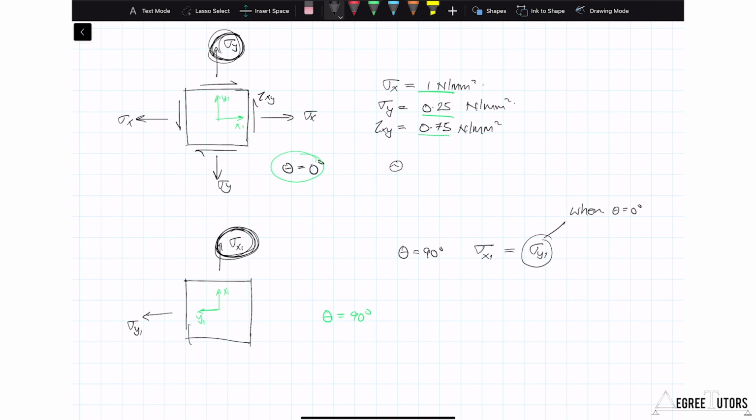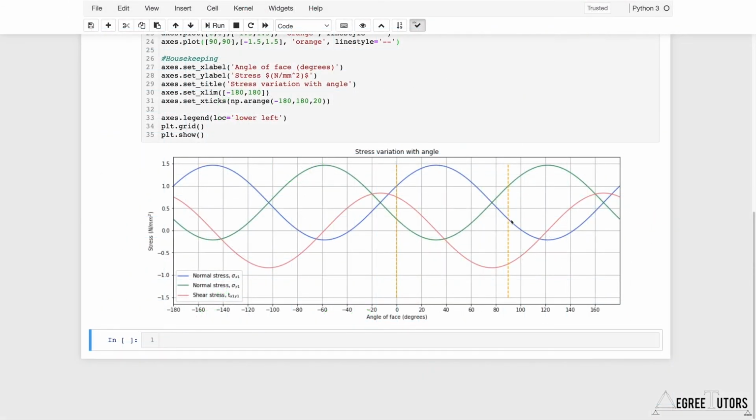Okay, so looking back over at our plot again, we can see that the green line, which is sigma y1, is now equal to 1 Newton per millimeter squared. Which is exactly what we'd expect, because sigma y1 is now aligned along what used to be the x1 axis. So all we've done is swap values. The sigma y has become the sigma x, and the sigma x has become the sigma y. There's no great mystery here, despite the fact that I might be making it sound more complicated than it actually is.